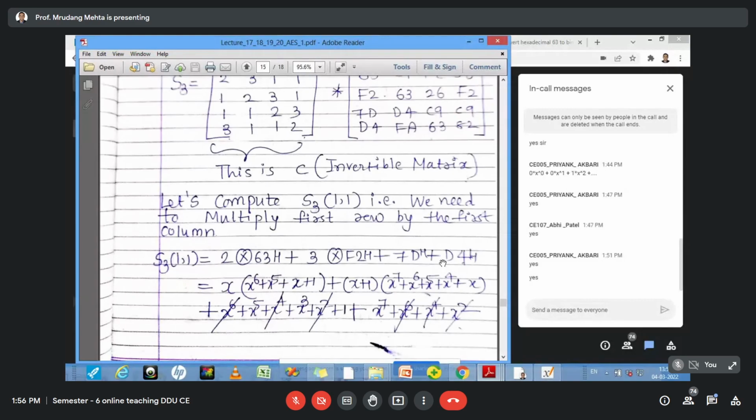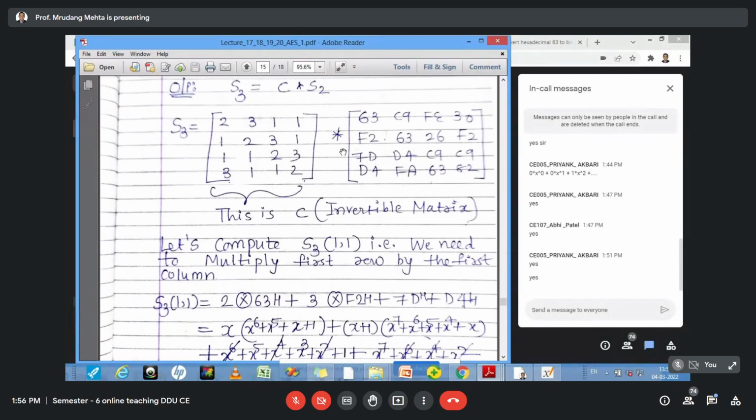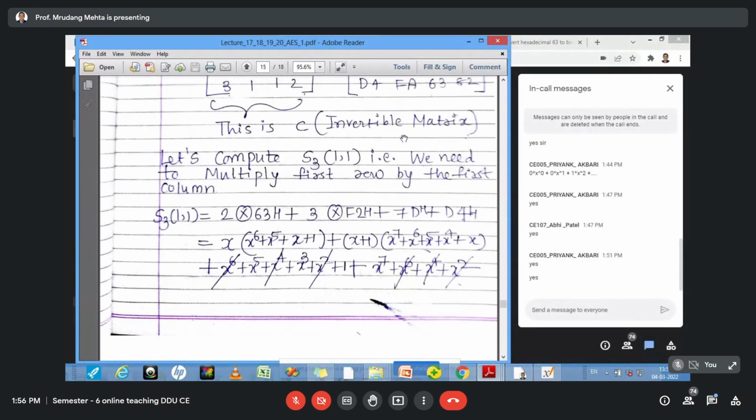So perform this operation. Let's say we want to find S311. So S311 is 1, 1. So that is 63. So we have to find the correct position in the reverse transformation for 63.